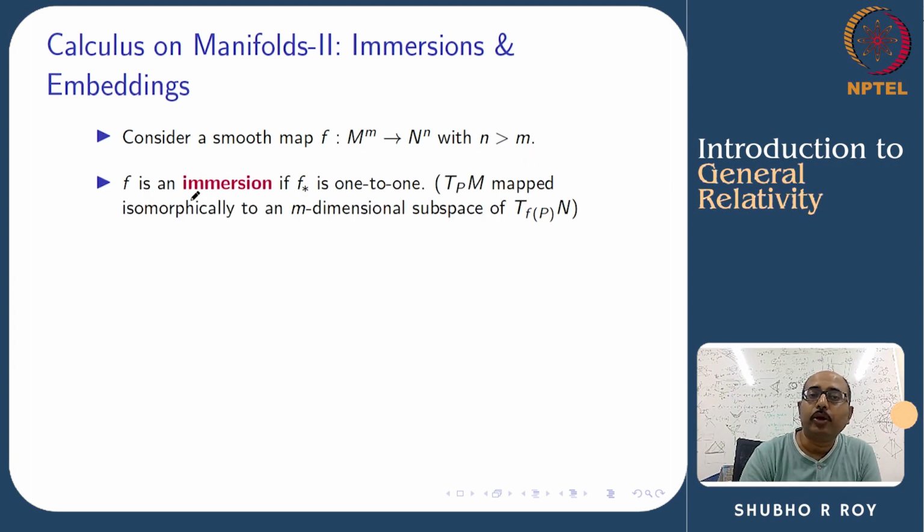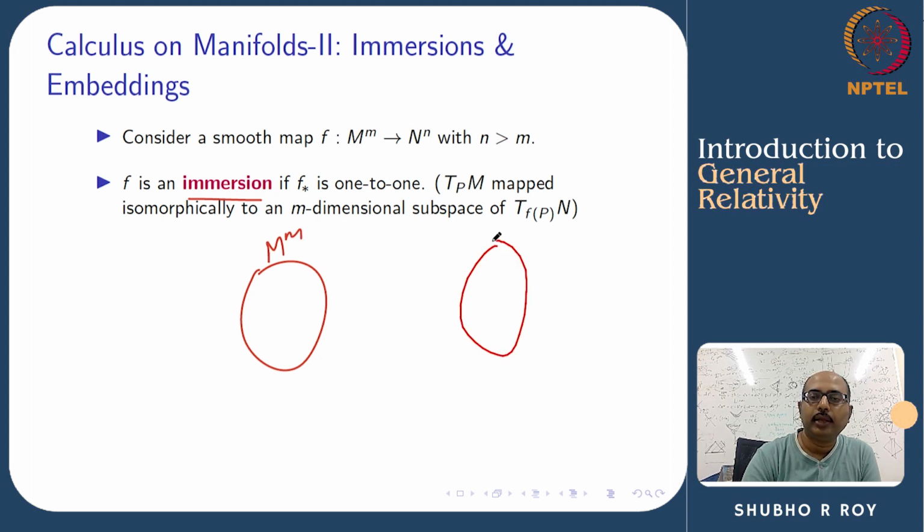And this map will be called an immersion if, under the smooth map, the push forward map is one to one. Okay, let me just draw this M, which is m dimensional, and then N, which is n dimensional, and then you have a map which takes you from any point p on M to some point F of p.